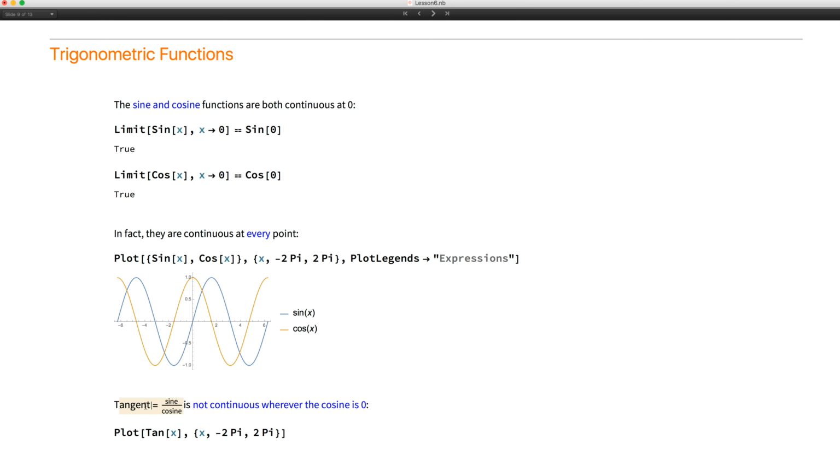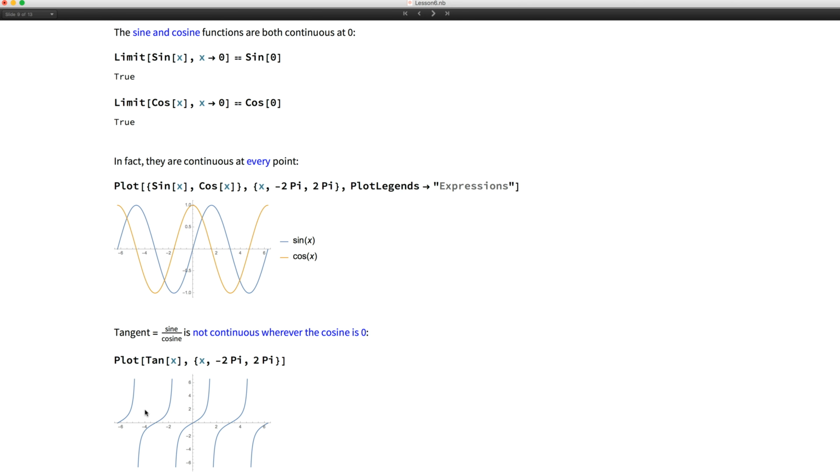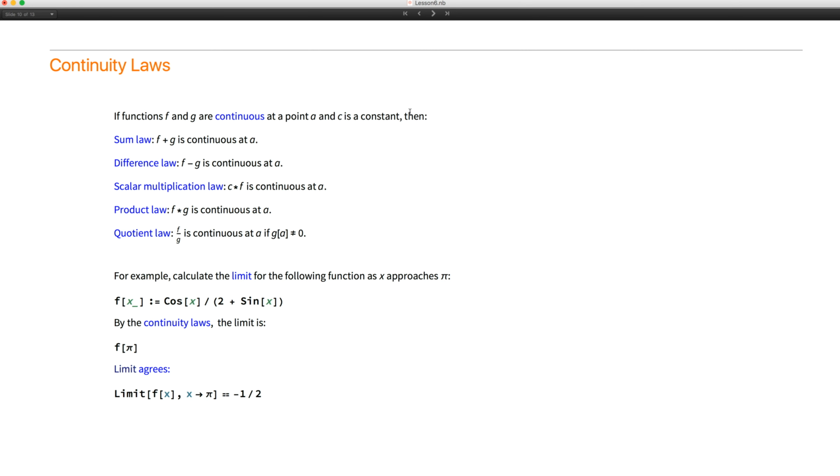On the other hand, the tangent function has a problem because the denominator is cosine, so it is not continuous whenever the cosine is 0. You can see the problems over here. At every place where cosine becomes 0, like pi over 2, etc., there are problems with the tangent function. Okay, so if you want to go further, then one needs the laws of continuity.